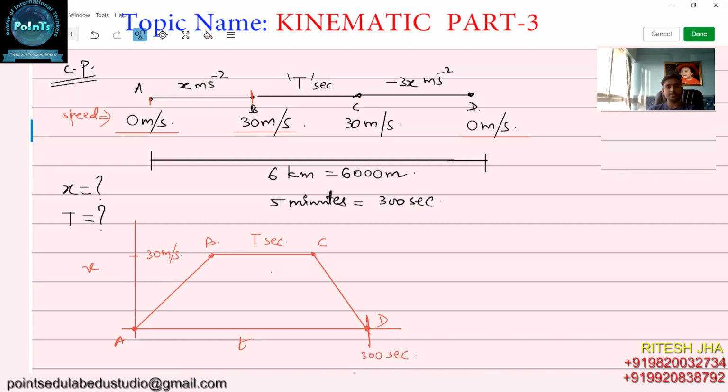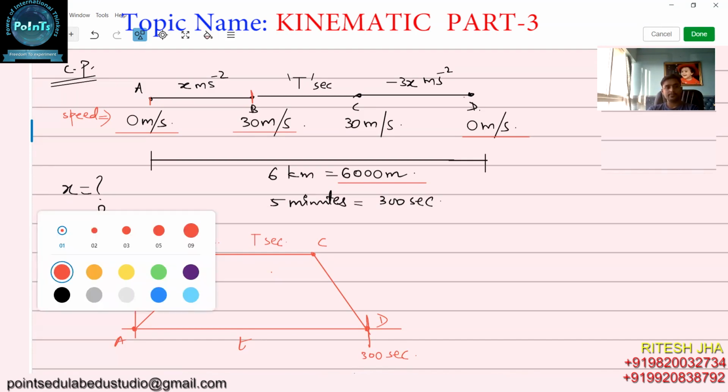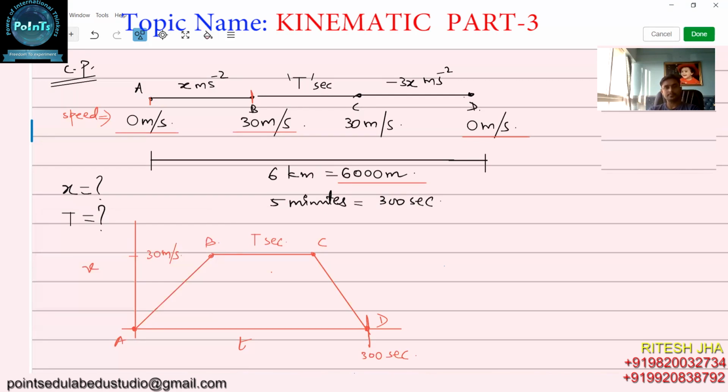So till here it is 300 seconds, and you are given one more thing, the distance covered, that is 6,000 meters. How do you get the distance in a speed time graph? It's the area. Absolutely. So 6,000 is equal to a specific area, then we can figure out t. The entire trip takes 300 seconds, which means it's the trapezium with b1 plus b2, so 300 plus t, times the height, which is 30 meters per second, over 2.